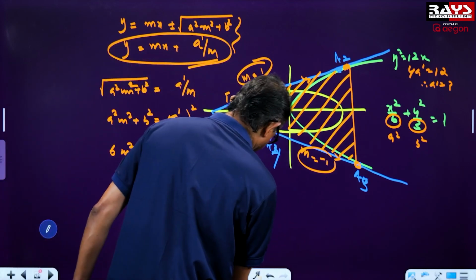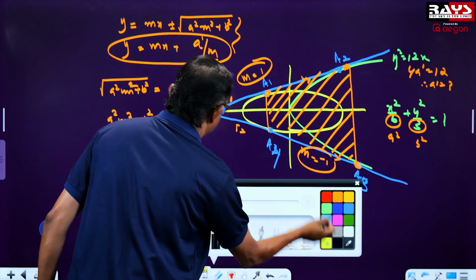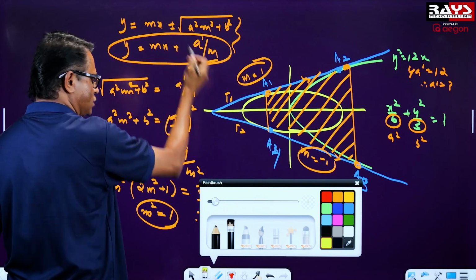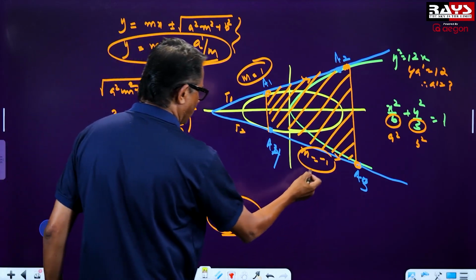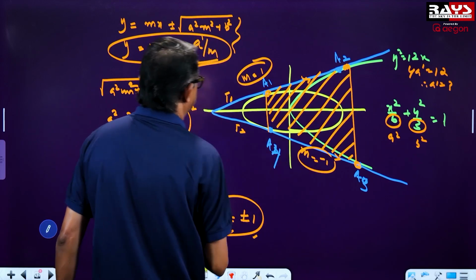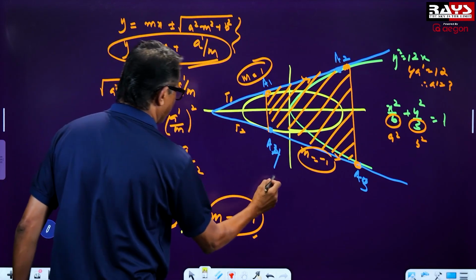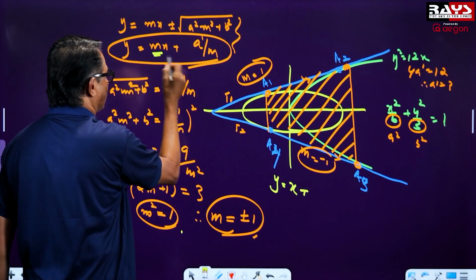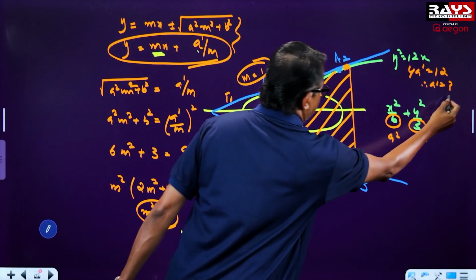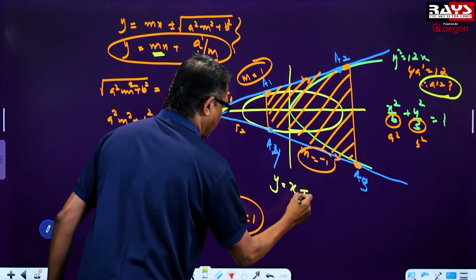so you can put the value of m at this point, at this equation. You can put the value of m here or here. You can choose any one of the two equations. Now put m is equal to 1, you will get this tangent. So y equal to x plus, okay, put m is equal to 1. Here a dash is what? A dash is equal to 3.